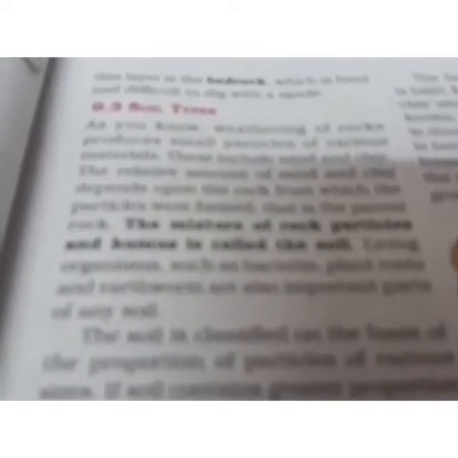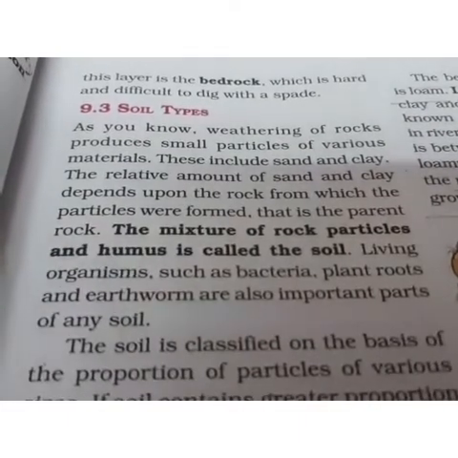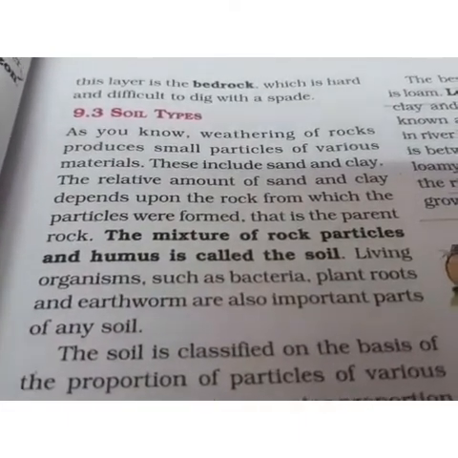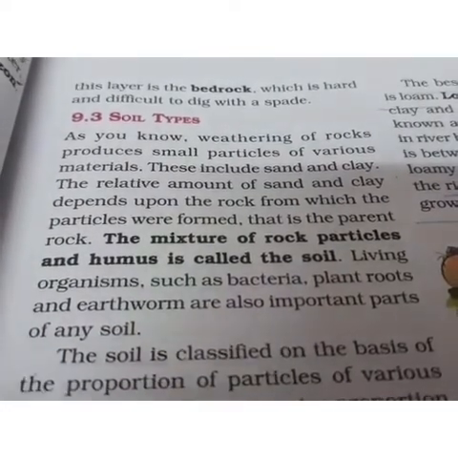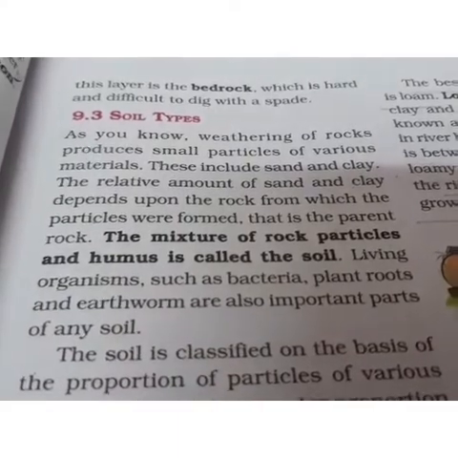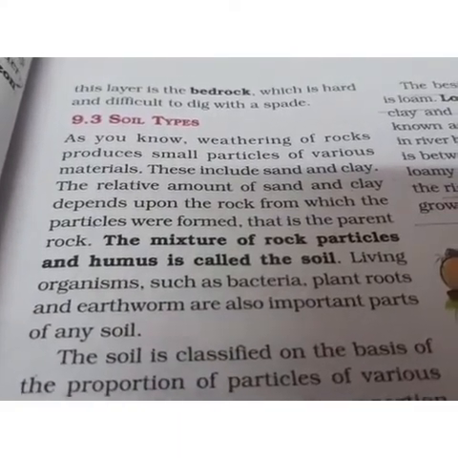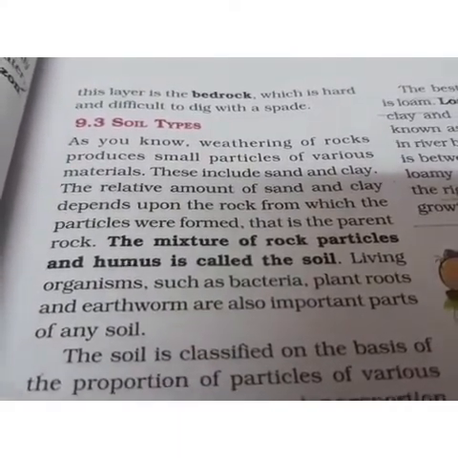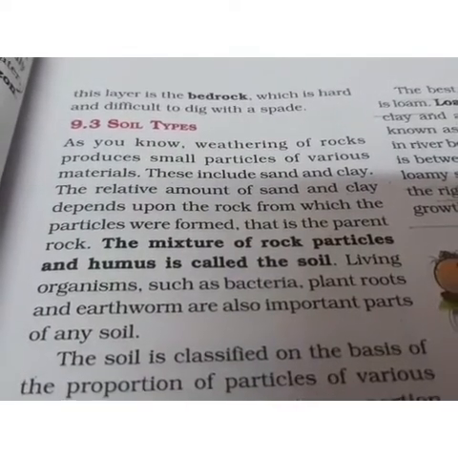Now, how are the different types of soil formed? First of all, we have to see by the weathering of which type of rock the soil has been formed, because those components are present in the soil. The components from which the rock is made are present in the soil, because those are the small particles of that rock, which we call the parent rock also, from which it is formed. So what is the soil? It is the mixture of rock particles and the humus that is present in the soil.